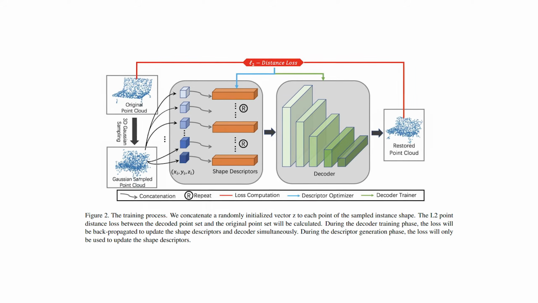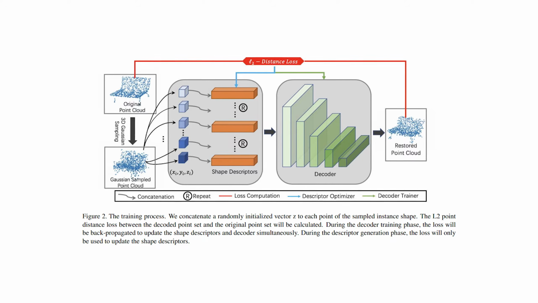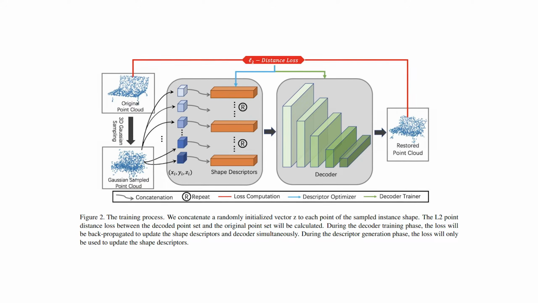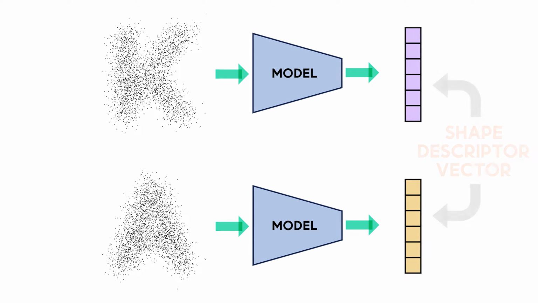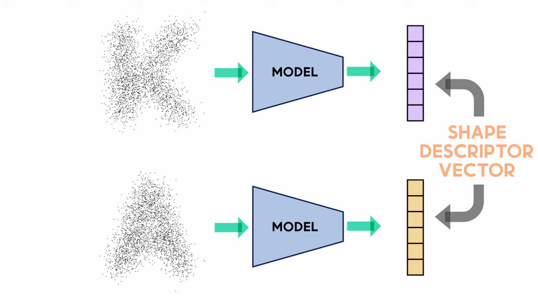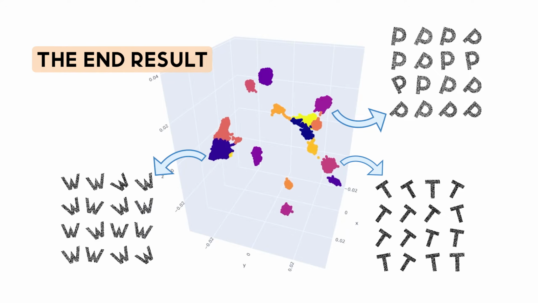I found this paper that uses a machine learning model based on PointNet. This is a type of network that operates on point clouds as input. This model is not only able to understand the shape of the point cloud, but it's able to form a descriptor vector for that point cloud. Using this model, we can create these shape descriptor vectors corresponding to each letter of the alphabet.